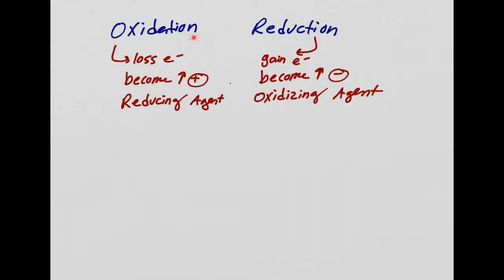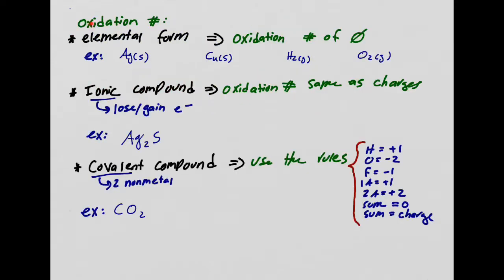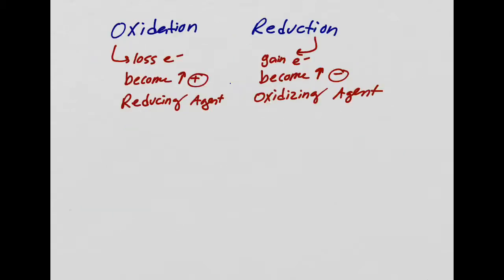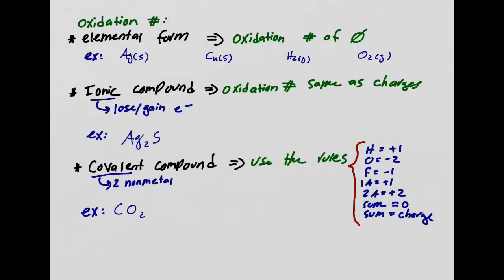But before we can figure out what's been oxidized and what's been reduced, we need to assign oxidation numbers. Assigning oxidation numbers will help us figure out which one is being oxidized and which one is being reduced. Now, when you assign oxidation numbers, there are three things to remember. The first one is anything in its elemental form has an oxidation state of 0, because that's how they exist in nature.